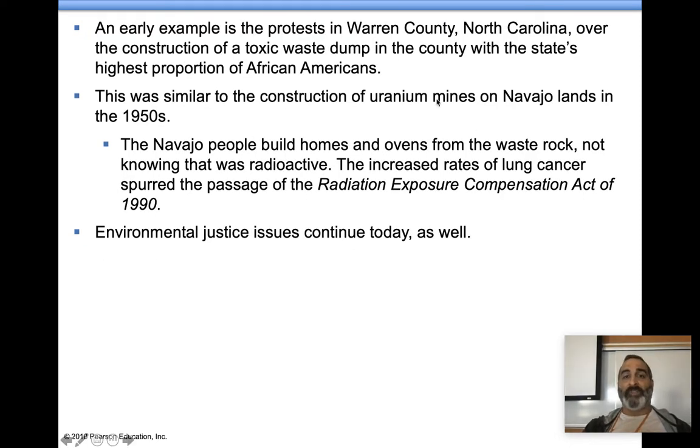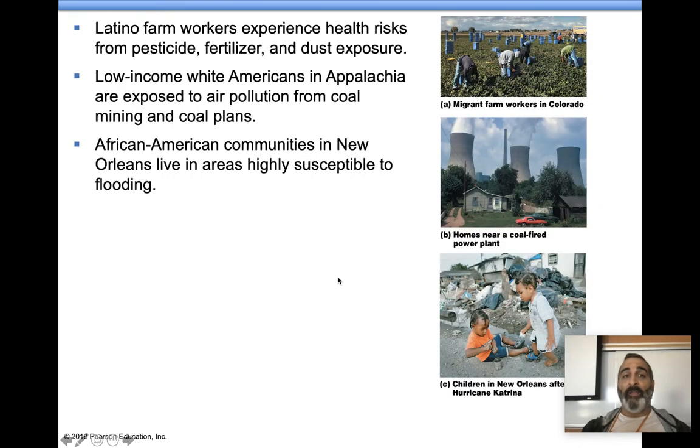Here are some examples. A toxic waste dump was built in an area with the highest proportion of African Americans residing there. Go figure, huh? Where the people have the least amount of money. They put uranium mines on Navajo lands, and a lot of the Navajo were actually miners. A lot of them developed lung cancer as a result. So there just was no justice. They were poorer, so they weren't treated the same way. These types of problems still continue today.